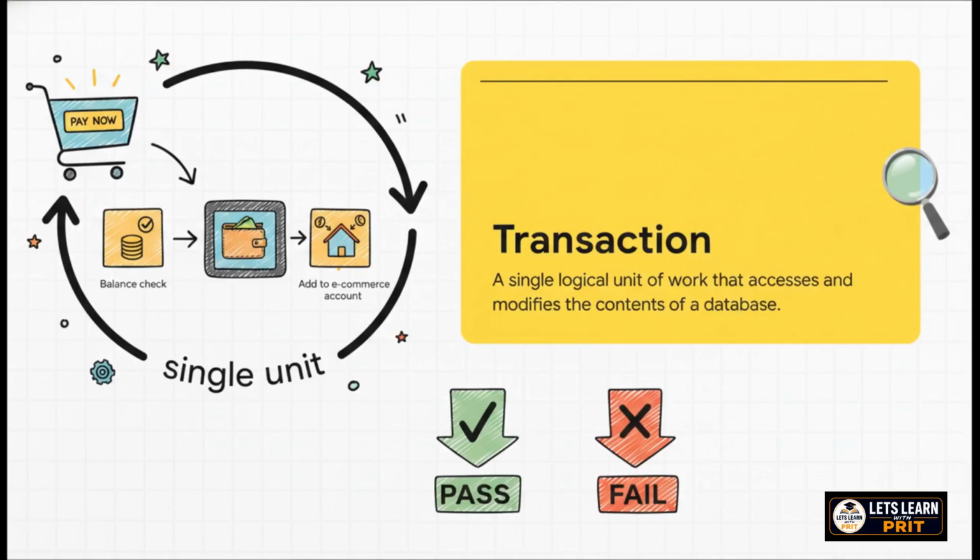Now, the DBMS doesn't look at these as separate little tasks. It bundles them all together into one single unit. The rule is simple. Either the whole unit passes or the whole unit fails. There's literally no middle ground.